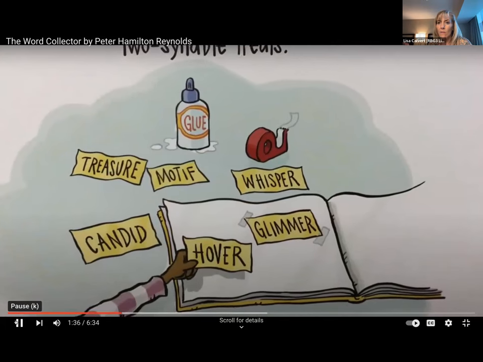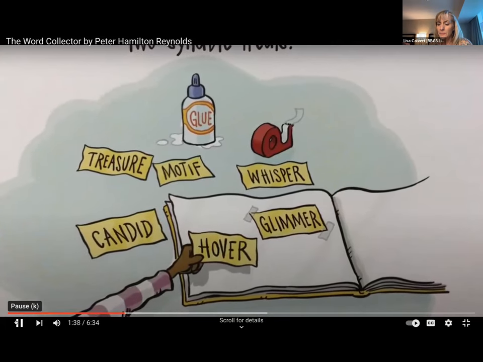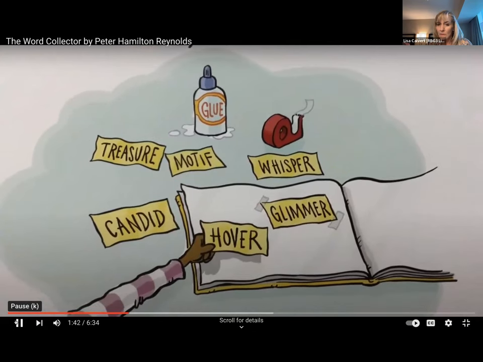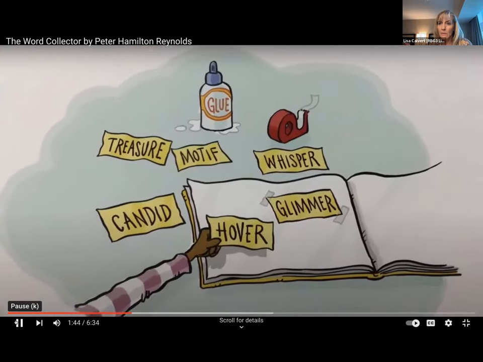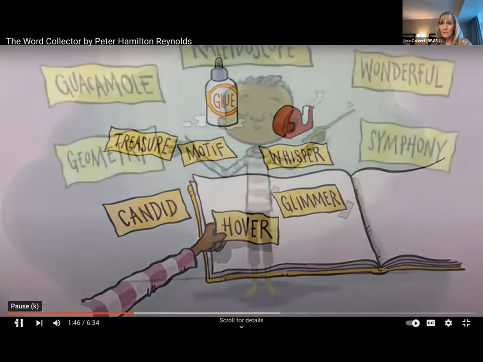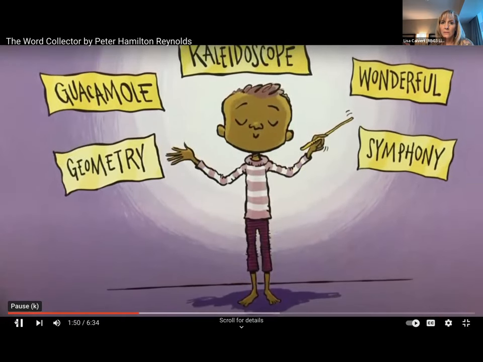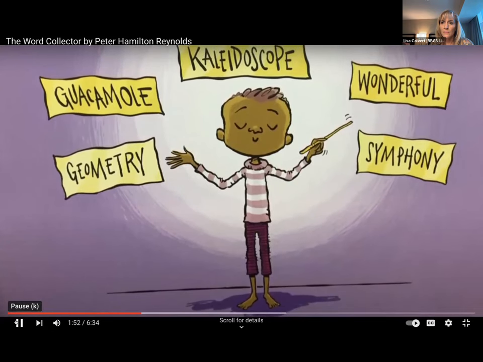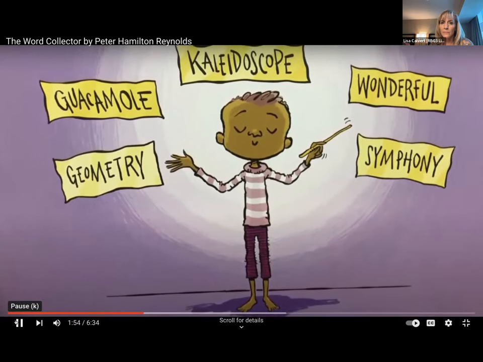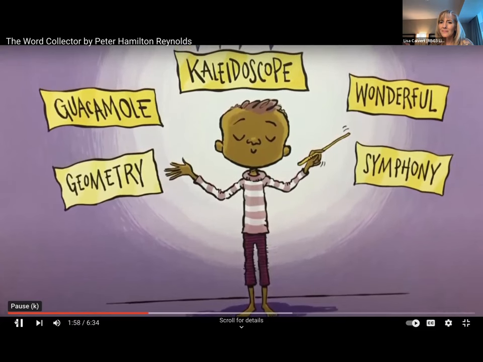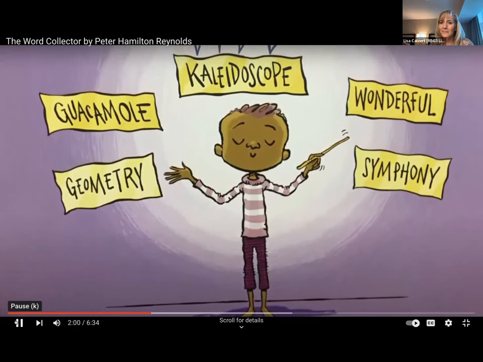Two-syllable treats: treasure, motif, whisper, glimmer, hover, candid, and multi-syllable words that sounded like songs. Geometry, guacamole, kaleidoscope, wonderful, symphony.